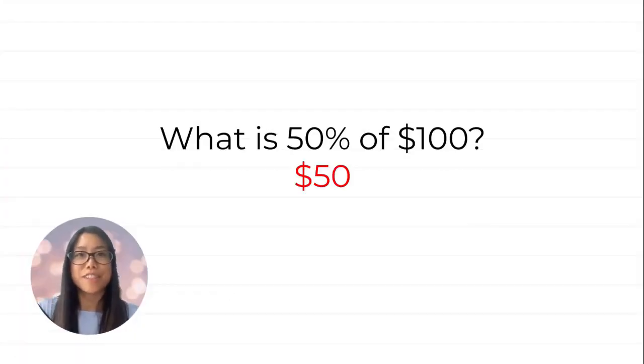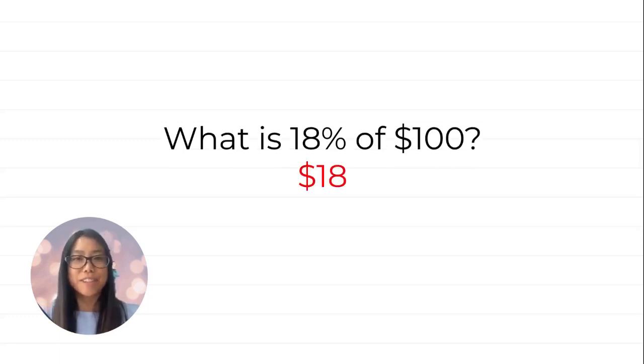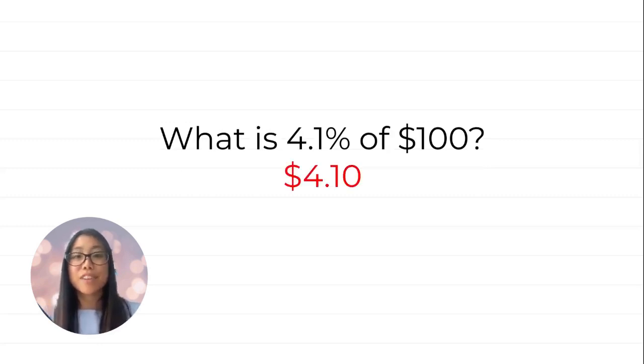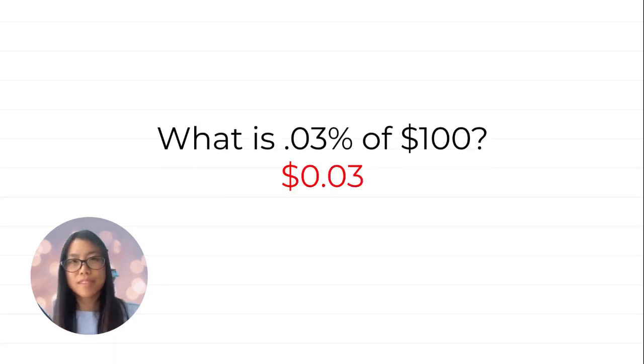That's $50. What is 18% out of $100? That's $18. What's 4.1% out of $100? $4.10. What is 0.03% out of $100? 3 cents.